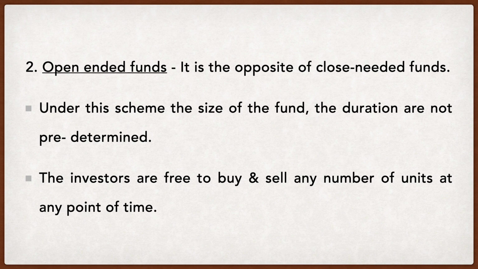Point 2 is open-ended funds. It is the opposite of close-ended funds. As we just studied, what is the primary feature over there? Time period and capital are fixed. Over here, it's not. That's why it's called the opposite of a close-ended fund. Under the scheme, the size of the fund or the duration are not predetermined. I just mentioned to you, in close-ended, both these options are prefixed. Under open-ended, it is not fixed. The investors are free to buy and sell any number of units at any point of time.